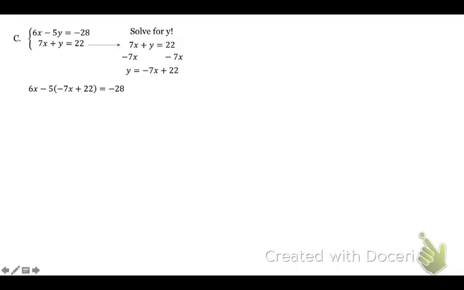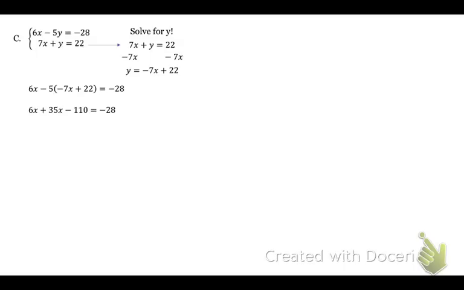Then I'm going to plug that in to the top equation. Don't plug it back into the bottom equation. Plug it back into the top equation. So we get 6x minus 5 times negative 7x plus 22 equals negative 28.